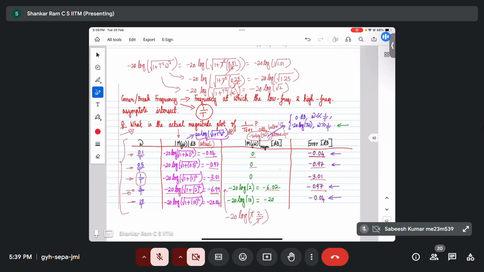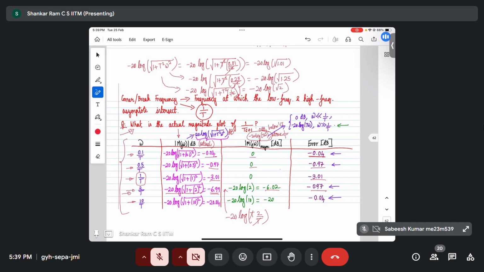So you can see a symmetry around the corner frequency, right? Whether it's 1 octave below or above the corner frequency, the difference between the actual and the asymptotic value of the magnitude is minus 0.97 decibels, right?